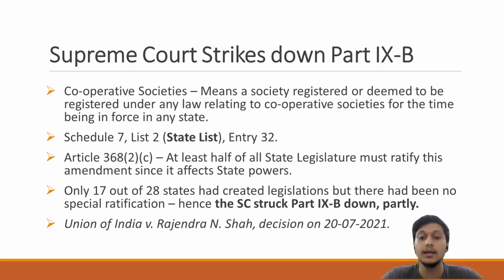But what happened here? The amendment spoke about cooperative societies in this manner, and the definition is given here, which means a society registered or deemed to be registered under any law relating to cooperative societies for the time being in force in any state. And this is the same definition of cooperative societies which entry 32 of the state list covers. And here was the problem. Cooperative societies, as per entry 32, was purely in control of the states. Each state had its own right to make a law. However, the new amendment was a central law, and the Indian government, through the parliament, was trying to change a law which would affect the powers of a state.